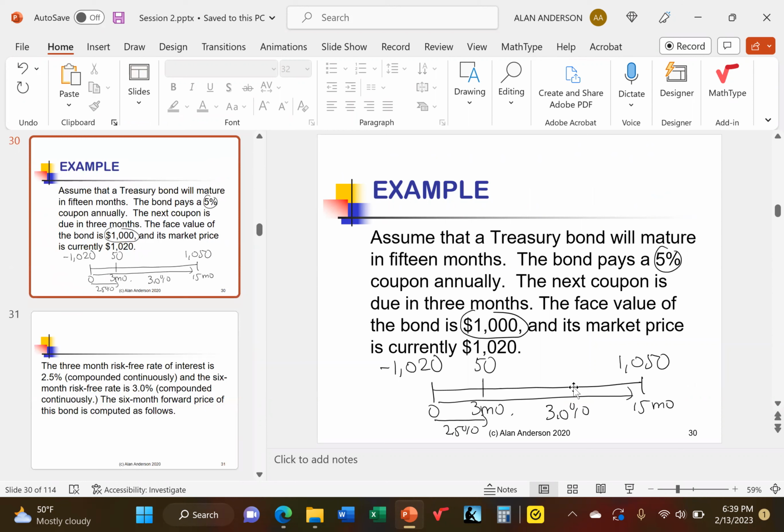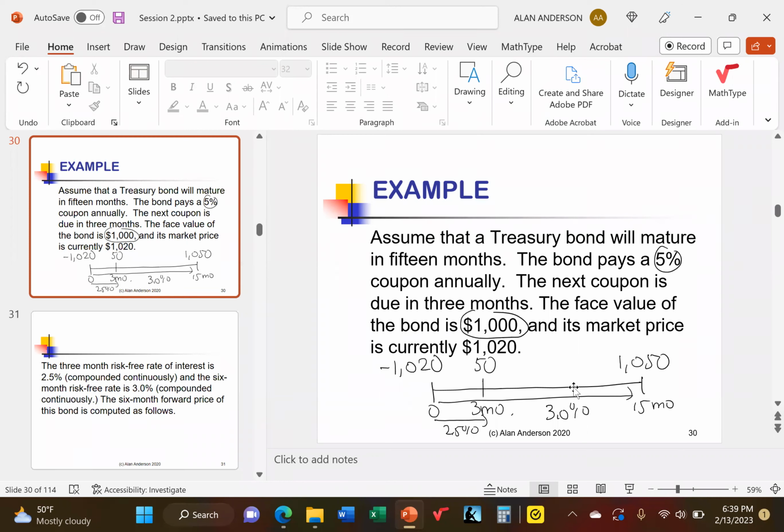Here we go. So a treasury bond will mature in 15 months. It pays a 5% coupon on an annual basis. The next coupon is due in 3 months. I've drawn a little picture on the bottom here, by the way, so you can keep track of all these details. The bond's face value is $1,000, which means that when it's first issued, it costs $1,000. And on the maturity date, the owner of the bond receives $1,000. In the meantime, the owner, whoever it is, collects the annual coupon of $50 or 5%. At the moment, the bond is selling for $1,020 in the marketplace.